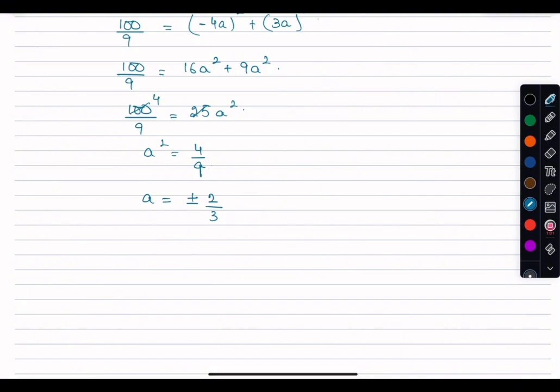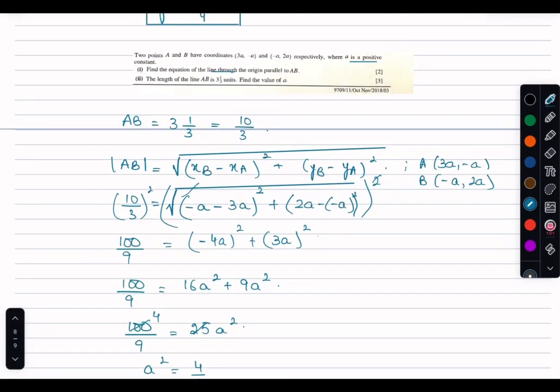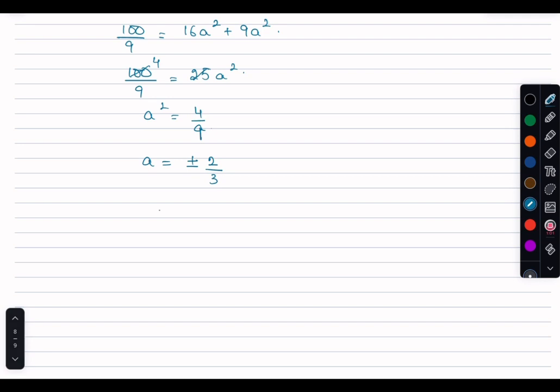If a is plus or minus 2 by 3, in the question they have said very clearly that a needs to be a positive constant, so the value of a that we should be giving here is a equals 2 divided by 3. So this is going to be my final answer with respect to a being positive.